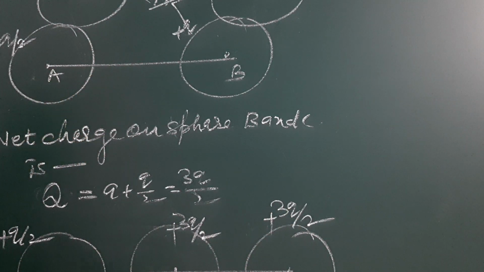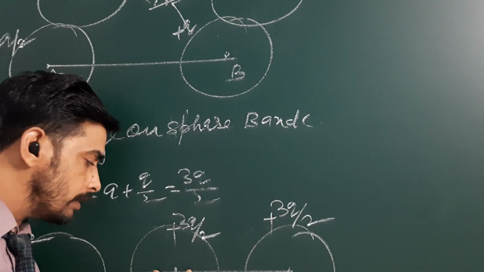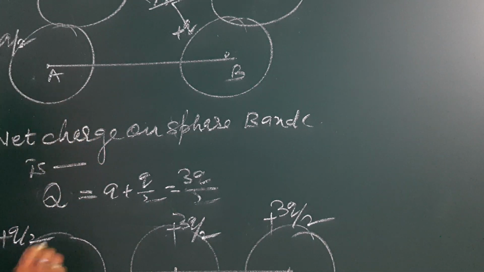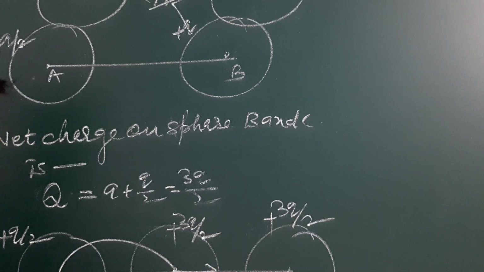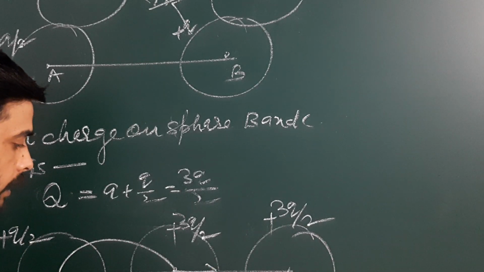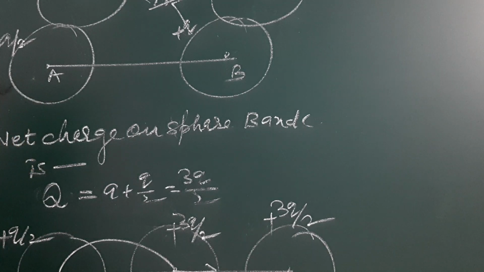So what is the force? Now what do we have to calculate? We have to calculate the resultant force on C. So what will be the force on C due to A? Due to this one, the repulsive force will be there. Here we can write FCA, force on C due to A, right?